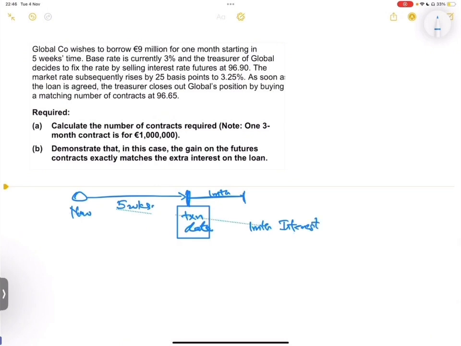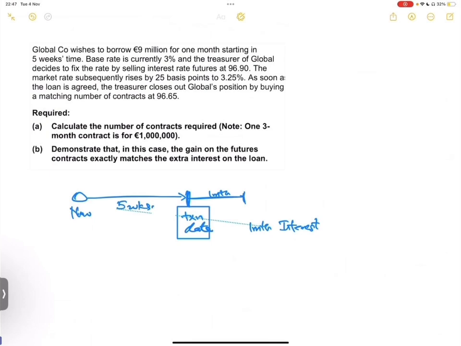The base rate is currently 3%. The Treasury of Global decides to fix the rate by selling interest rate futures at 96.9. What interest rate is that? If it's selling interest rate futures at 96.9, what rate is he trying to fix at? 3.1. Fantastic, nice. The market rate subsequently rises by 25 basis points to 3.25. As soon as the loan is agreed, the treasurer closes out Global's position by buying a matching number of contracts at 96.65, which is what you would expect. You have to close it out.